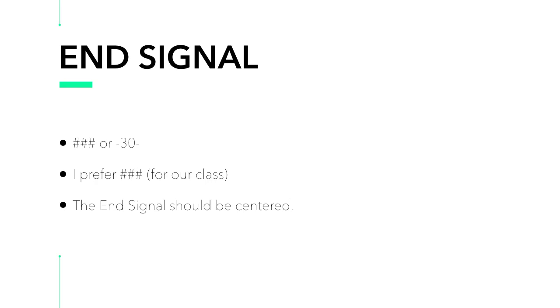I prefer the 3 pound signs, so for our class, I would like you to use them. 3 pound signs centered in the last line on the page. You could use the dash 30 dash in your regular life. I just don't know exactly what it stands for, so I don't like to use it. The end signal should be centered, and it literally comes at the very end, so after the boilerplate.